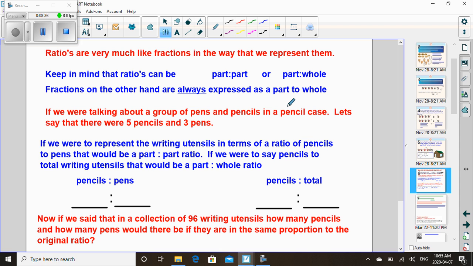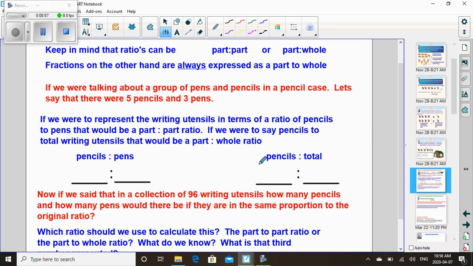All right. If we're talking about a group of pens and pencils in anybody's pencil case, let's say, I just made this up, that there were 5 pencils and 3 pens. So that's the ratio. Is that a part to part or is that a part to whole? 5 pencils, 3 pens. Let's think. If we were to represent the writing utensils, that's combining the pens and pencils. We're calling them writing utensils. In a ratio of pencils to pens, that's a part to part ratio. If we were to say pencils to total writing utensils, that would be a part to whole.